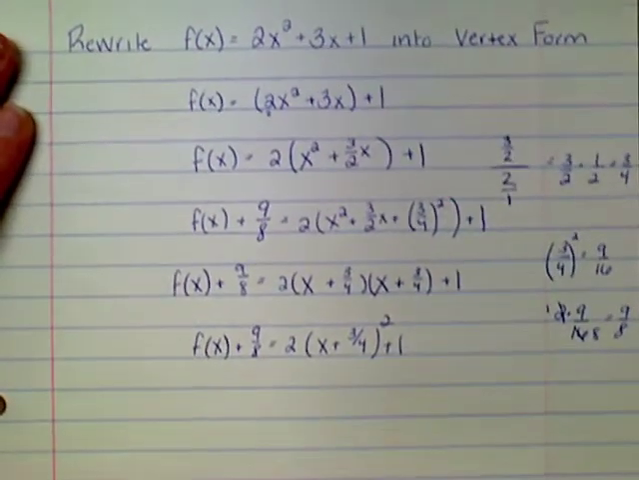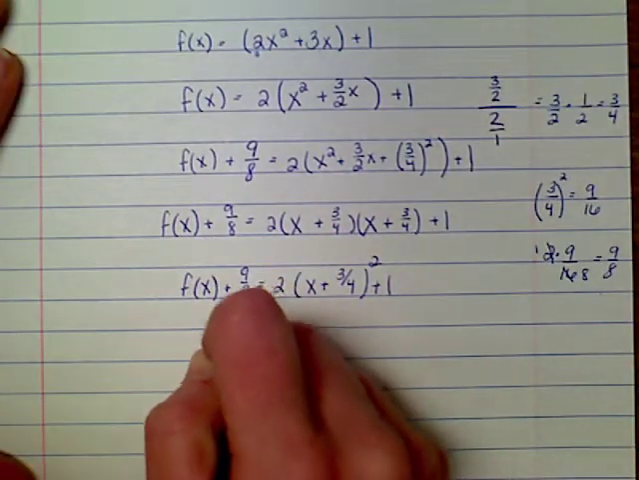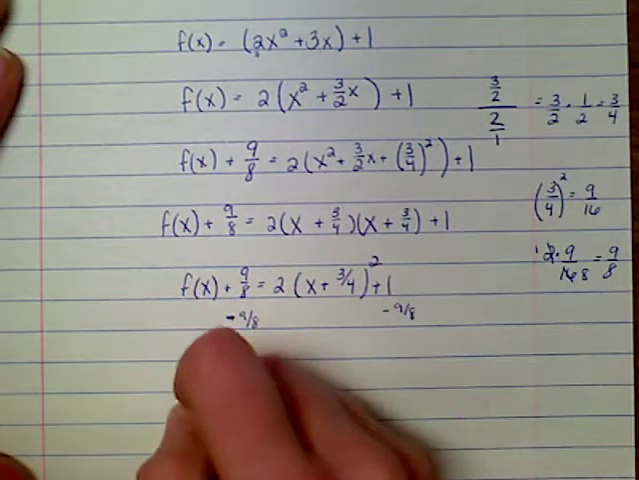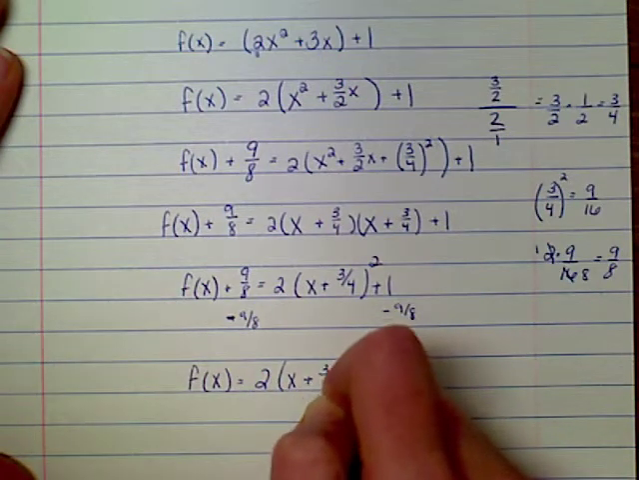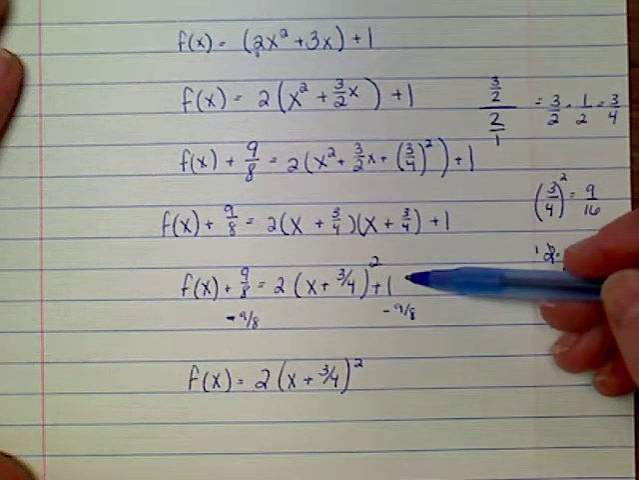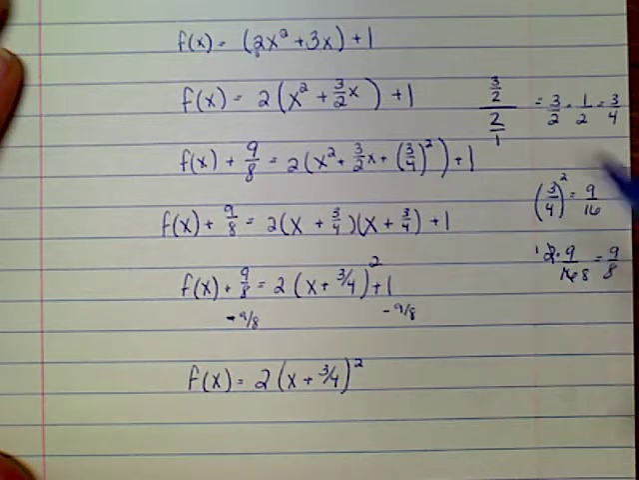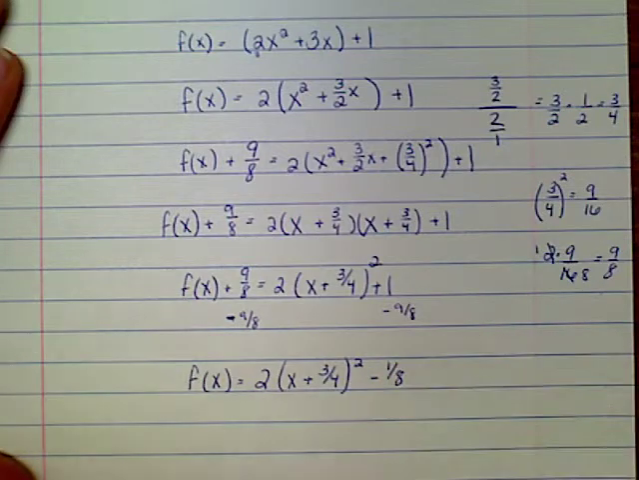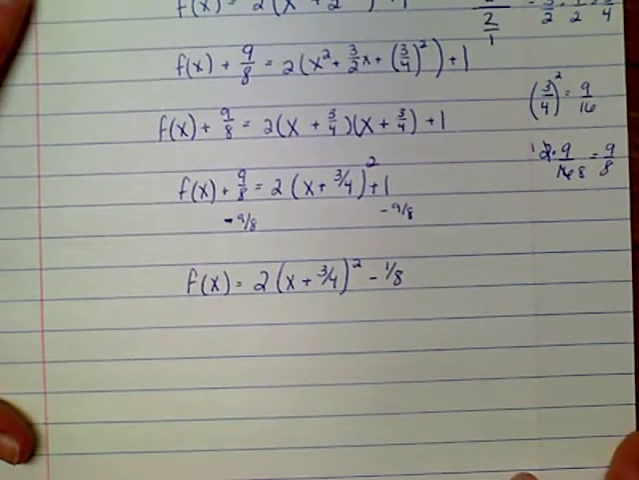Now we're almost done. We need to get f of x by itself, so we're going to subtract the 9 over 8 to the other side. And that has to get combined with the 1 that's already there. Now think of that 1 as an 8 over 8. And so you're taking 8 over 8 and you're subtracting 9 over 8. And so you're left with negative 1 over 8. And that, ladies and gentlemen, is your equation in vertex form.